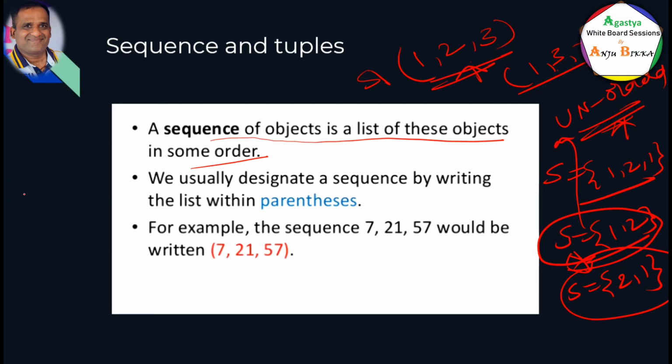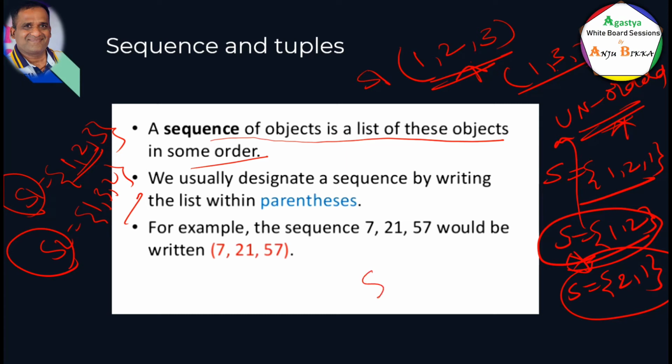But in the case of sets, when we are writing set S1, 1, 2, 3, or we are writing S2, 1, 3, 2, there is no difference between these two sets. The order is not important. You can go either in this fashion or in this fashion. But in the sequence, the order is important. That is the reason for sets we use curly braces to denote, but for the sequence we use parentheses. We usually designate a sequence by writing the list within the parentheses.